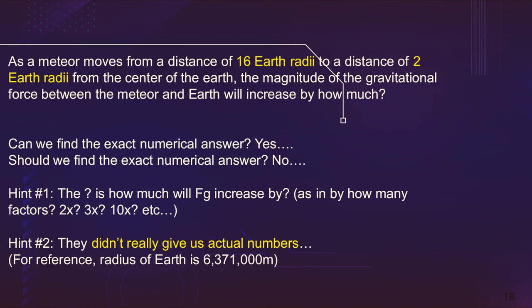They also didn't give us real actual numbers. Okay, 16 Earth radii is just a made-up number. Sure, you can look up the radius of the Earth and multiply it by 16 and multiply it by 2. You can also look up the mass of the Earth, but what we really don't have is the mass of the meteor. So we can't really solve for this from an exact point of view. So again, this kind of goes back to, hey, it sounds complicated, but you're actually pretty much in luck. It's just a little different variation.